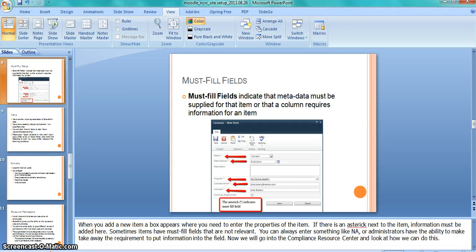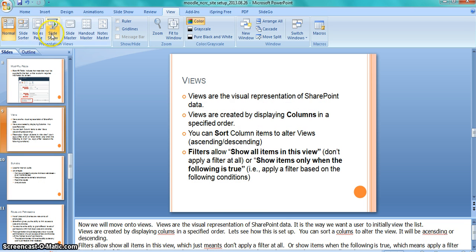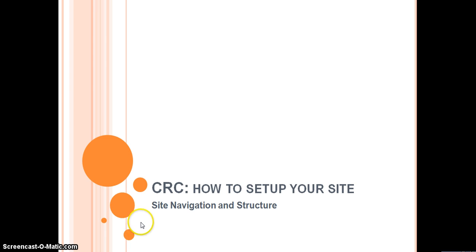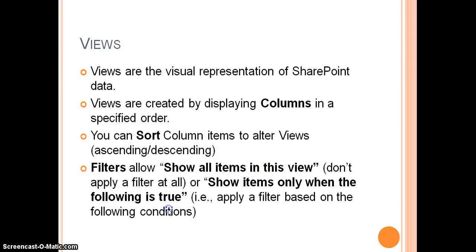So back to the presentation. Sorry about that. Views. Views are the visual representations of SharePoint data. It's the way we want a user to initially view the list. Views are created by displaying the columns in a specified order. So you can change the views to sort and to filter, but I think it'd be better to show you again on the site.